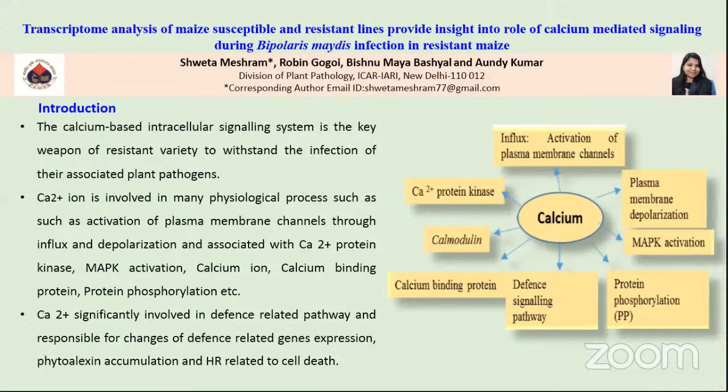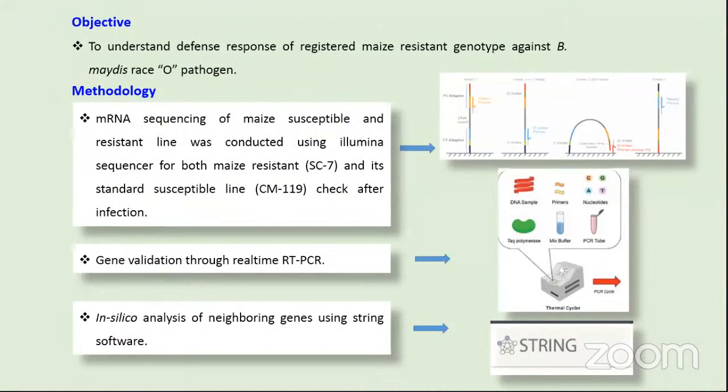So in my study, the basic idea was to understand the basis of resistance of the registered resistant variety by the germplasm committee, which is SC7. The specific feature of this variety is that it is highly resistant against the fungal pathogen Bipolaris maydis race O. Here race O is important because in India there are very few resistant varieties or genotypes of maize which can provide good resistance against this Bipolaris maydis race O pathogen.